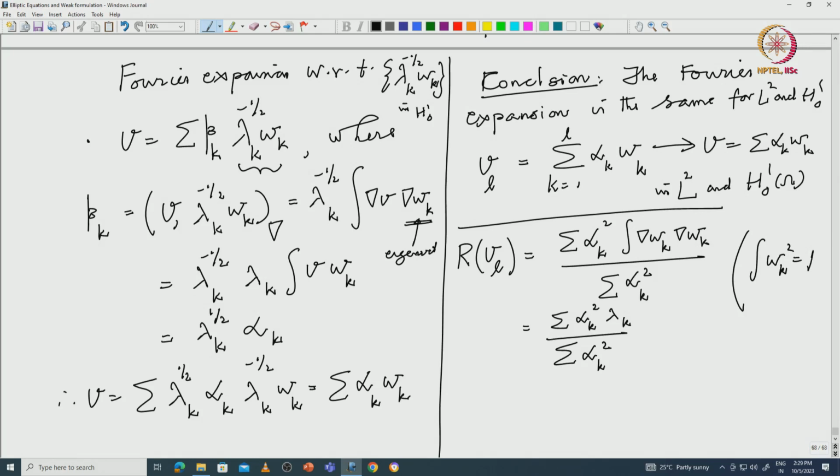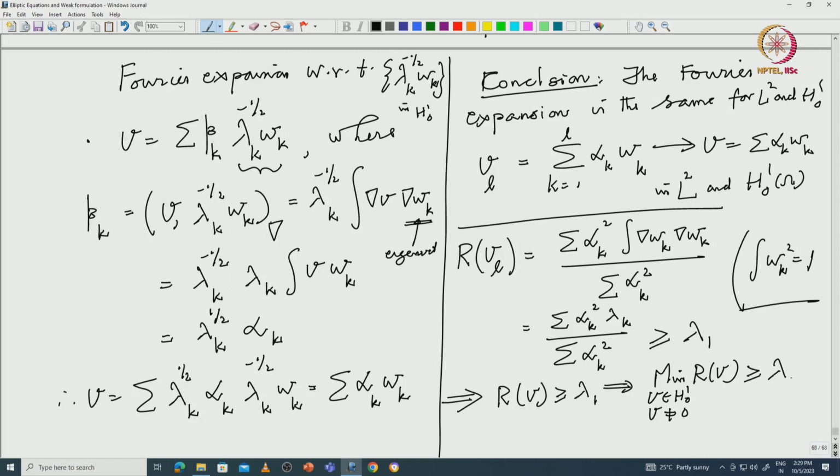So lambda 1 is the least eigenvalue. So this is greater than or equal to lambda 1. Okay. So passing to the limit, you get R of V is greater than or equal to lambda 1. That implies the minimum of R of V, V in H1 naught, V not equal to 0, is greater than or equal to lambda 1.